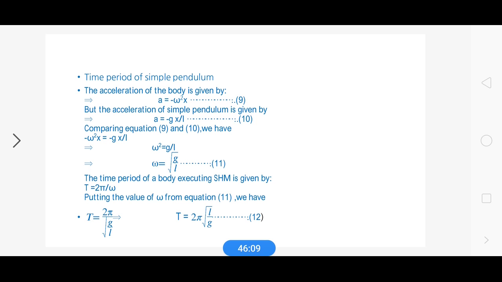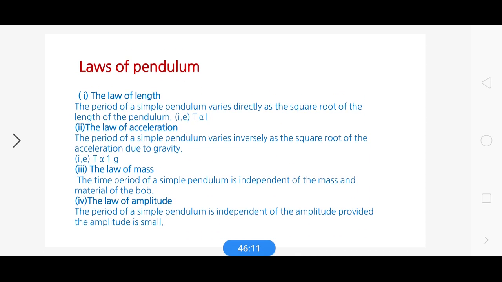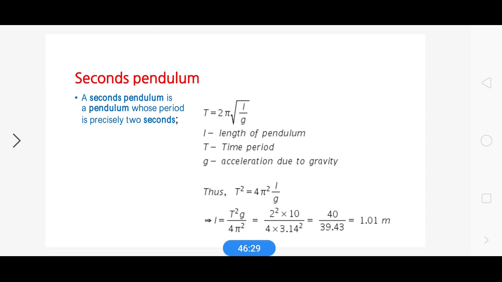And finally, we discussed that the time period is directly proportional to root L and inversely proportional to root g. It is independent of the mass, independent of the size of the bob, and finally independent of the amplitude also. And the seconds pendulum is the pendulum whose time period is equal to 2 seconds, and the length of the seconds pendulum is approximately 1 meter.